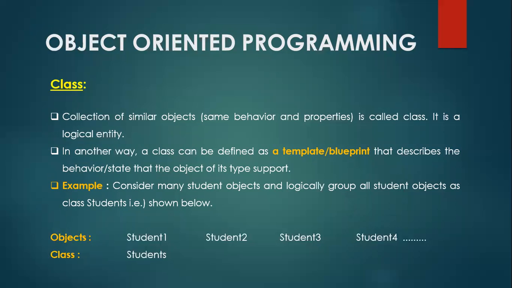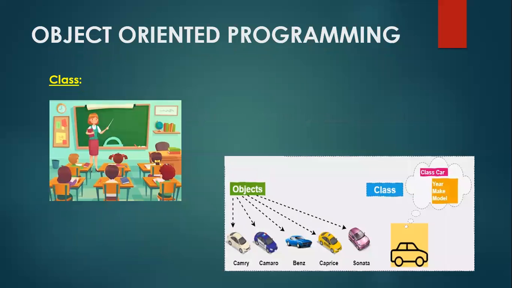If I combine all these objects' behavior and represent it logically with one name, that is called a class. Here in this slide, Students is the class name that indicates a group of objects like student 1, 2, 3, 4, etc. To understand this class easily, observe the slide.